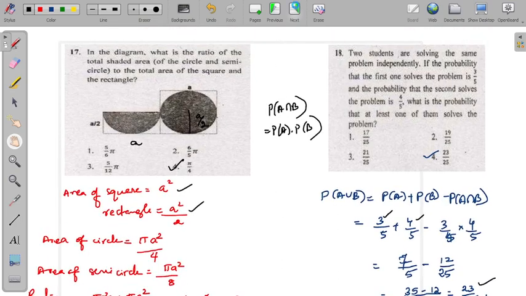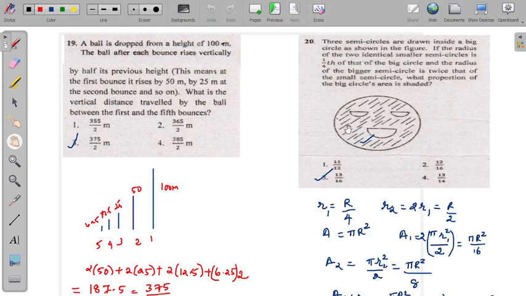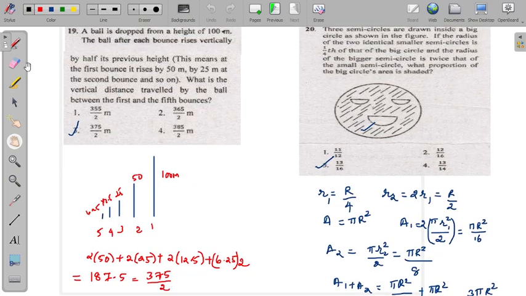Next, 19th question. A ball is dropped from a height of 100 meter, then the ball after each bounce rises vertically by half of its previous height. This means that the first bounce it rises to 50, then 25, then 12.5, then 6.25 and so on. What is the vertical distance traveled by the ball between the first and the fifth bounce?